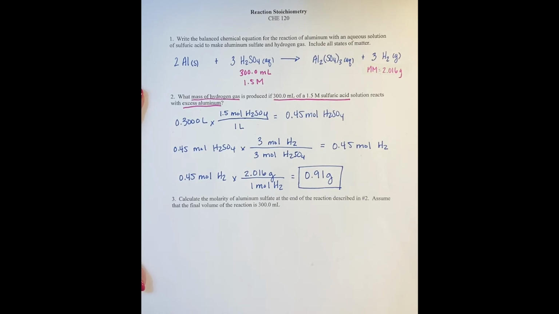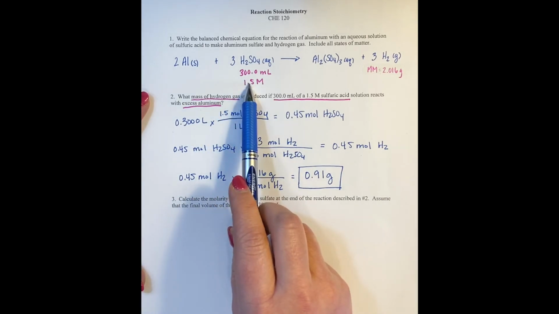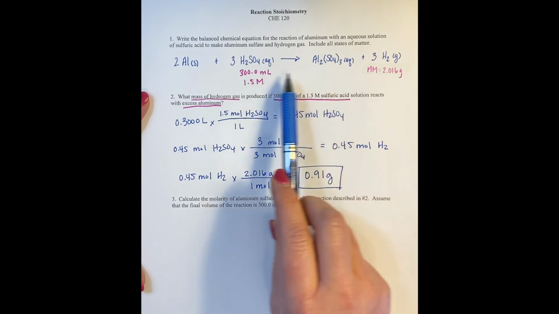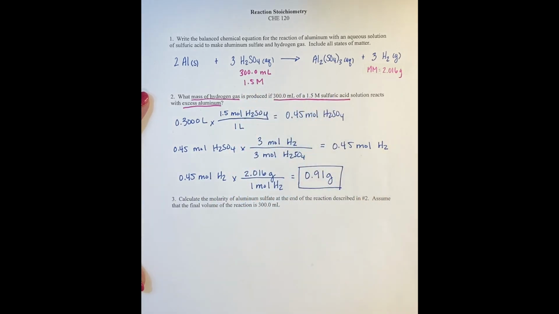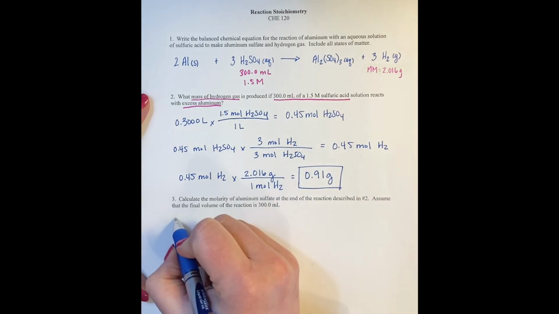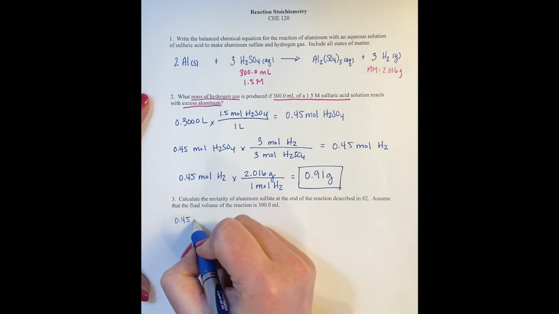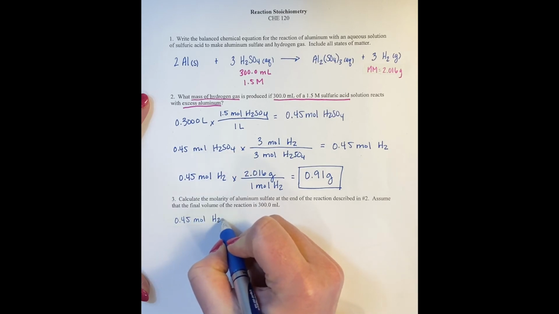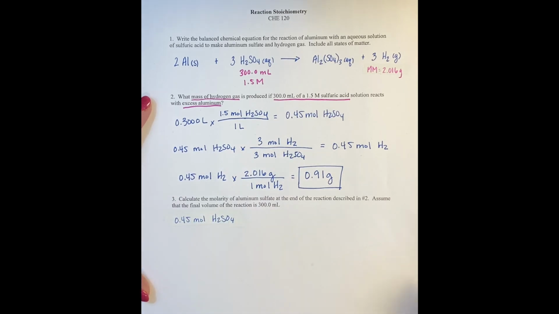In question number 3, you're asked to calculate the molarity of aluminum sulfate at the end of the reaction described in question number 2. Assume that the final volume of the reaction is 300 milliliters. In order to do this, we need to look at the stoichiometric calculation between our sulfuric acid and our aluminum sulfate. And we see that we have a 3-to-1 mole ratio between these 2 components. So I know from my calculation up here that I'm starting with 0.45 moles of sulfuric acid.